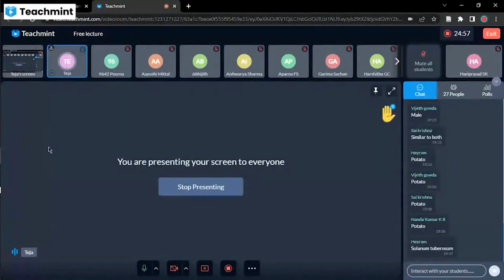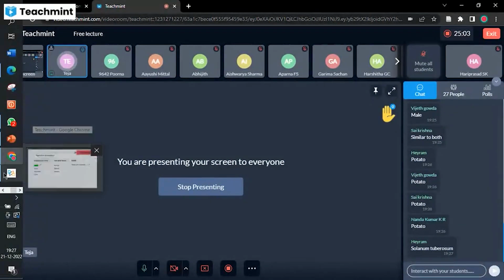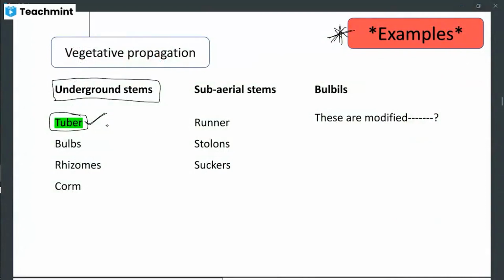Now the pattern of questions is changing. Solanum tuberosum. So this is good. You can just unmute and answer. I can't see the chat box every time, I need to go back. So one is Solanum tuberosum.